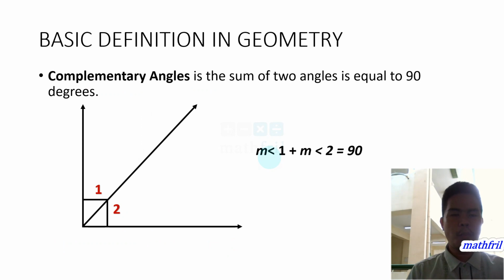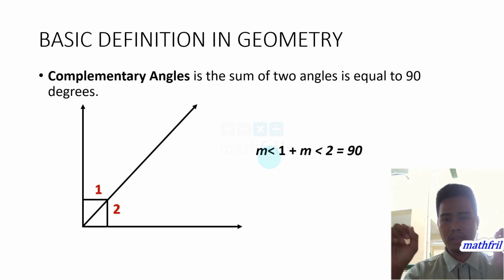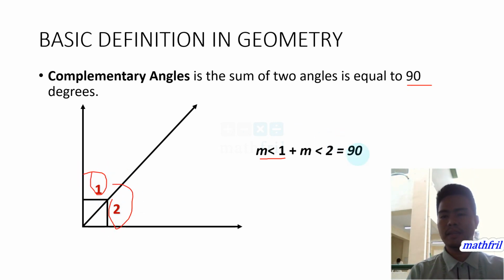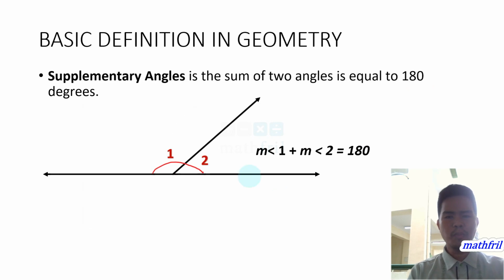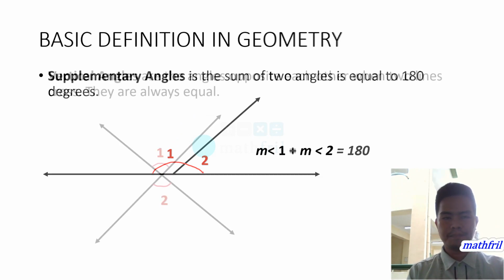Now, complementary angles. Basically, if you have two angles, their total is always equal to 90 degrees. So if you have here angle 1 plus angle 2 is 90 degrees. This should have a degree symbol here. Yeah, that's complementary angles. Supplementary angles are two angles that can be summed up to 180 degrees. So if you have angle 1 on this side and you have another angle there, that is supplementary angles.